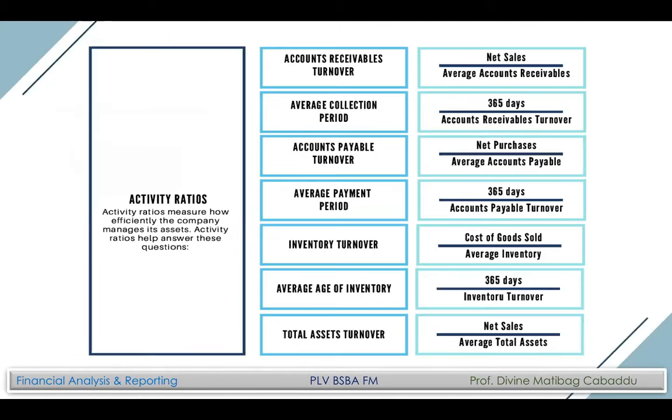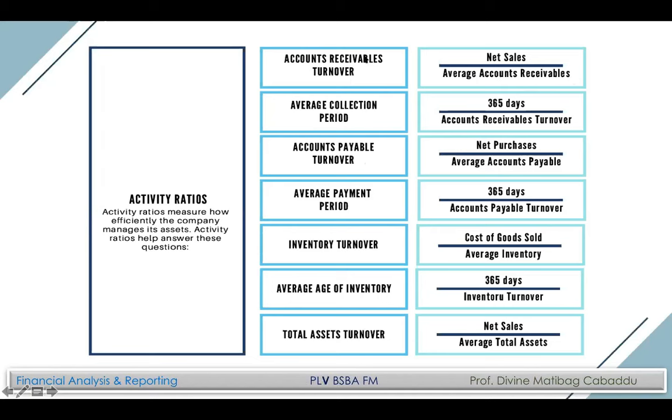Okay, next, activity ratios. Activity ratios measure how efficiently the company is managing its assets. So it answers the question how fast or how slow the company is when it comes to managing its receivables, when it comes to collecting receivables. How fast or slow is the company when it comes to paying its obligations? How fast or slow the company is in converting its inventory into cash? And how efficient the company is in managing its total assets so as to generate sales for the company.